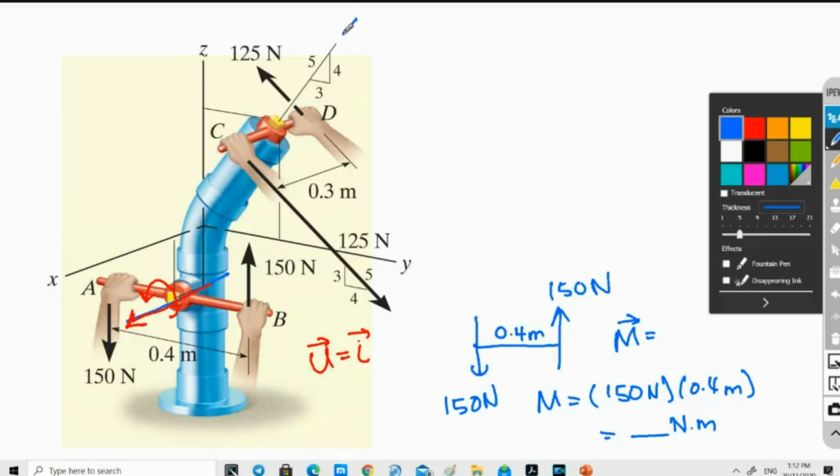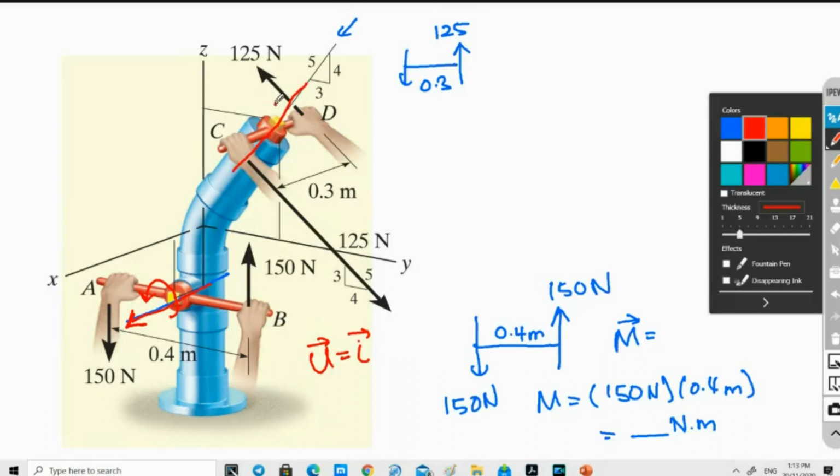If you look perpendicular in here, basically it's just something like that, right? So 125 Newton and then 0.3 meter. You know what to do. M equal to F times D. What about the rotation? The rotation, of course, it is about this axis.